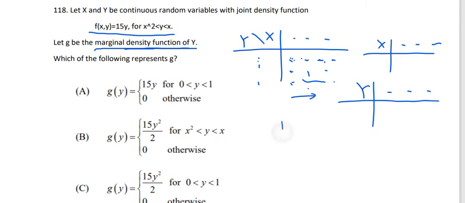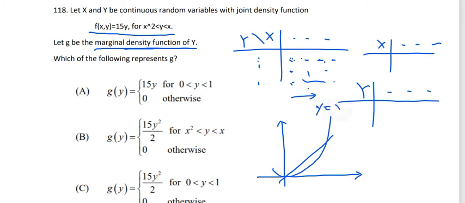Let's say the joint density function has the range y between x and x squared. So this is y equals x and y equals x squared. Here y equals x squared, here y equals x, so the range is like this. Here's 0 and this is 1. This is x, this is y.